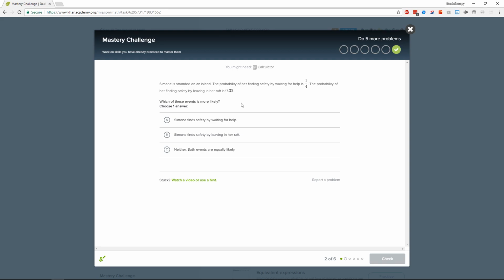Simon is stranded on an island. The probability of her finding safety by waiting for help is 1/4. By leaving on a raft is 0.32. Which event is more likely? Safety, leaving on a raft.